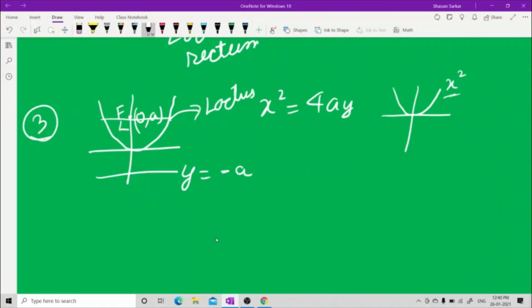Latus rectum. This is the equation of this parabola. This is the vertex, 0, 0.